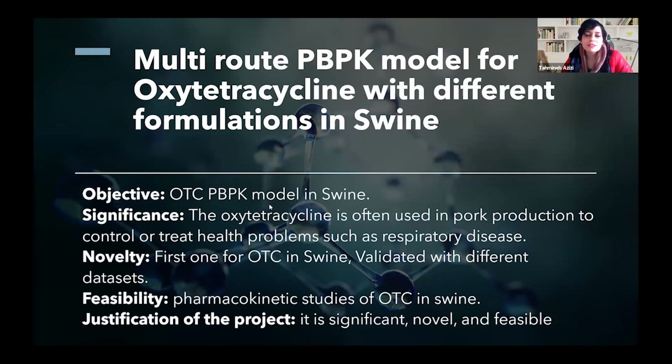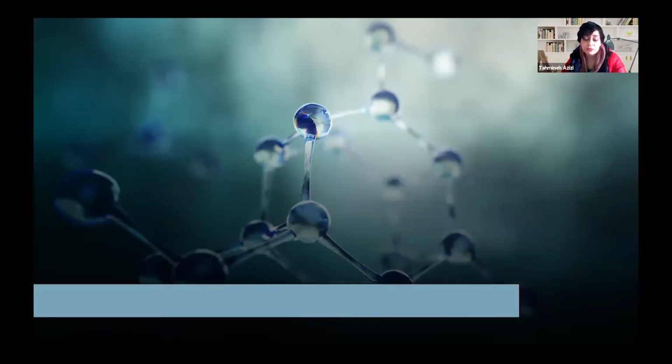and the goal was finding a PBPK model for a specific drug, which is oxytetracycline, for example, in swine. It was the first time that we developed it, so it was based on novelty and significance. This oxytetracycline, or OTC, is very important in, for example, pork production. And it was feasible. We had enough data, and we checked the data, and we provided the model, and we tested the model. It was a good model.